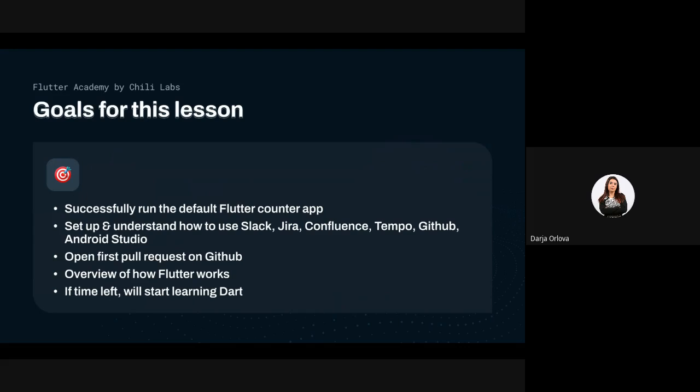Setups and understand how to use Slack, Jira, Confluence, Tempo, GitHub, and Android Studio. Learn how to do it and open the first pull request on GitHub. Overview of how Flutter works, just a general one. We will be diving into more details throughout this course. And if time is left, we will start learning Dart. If not, then this is left for the next lesson.